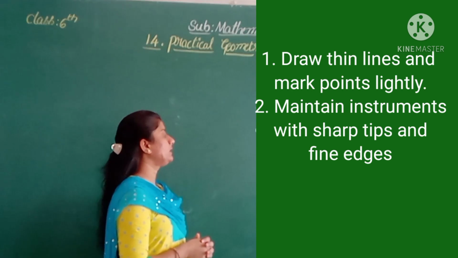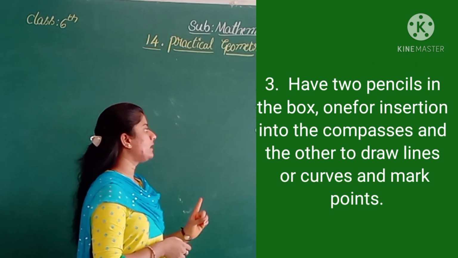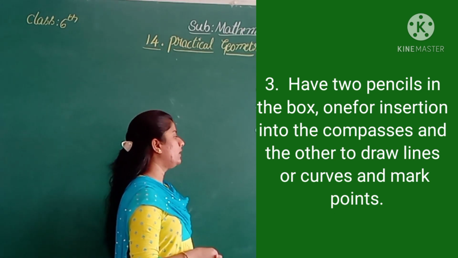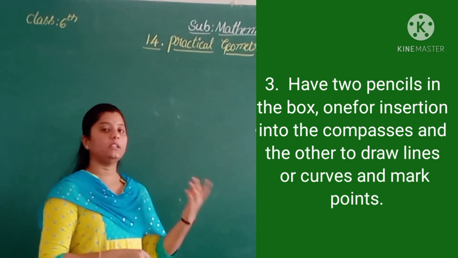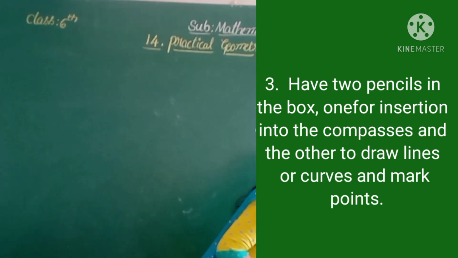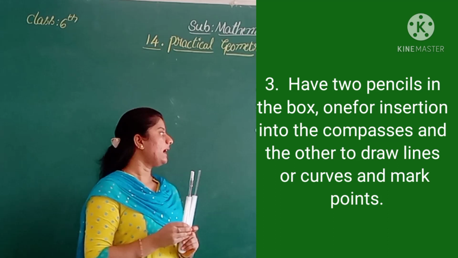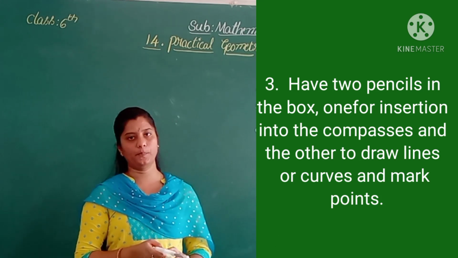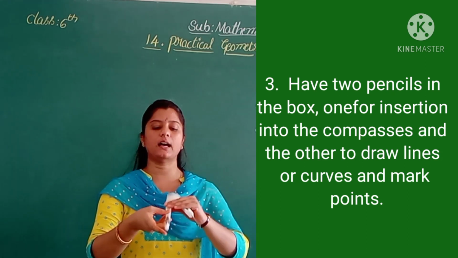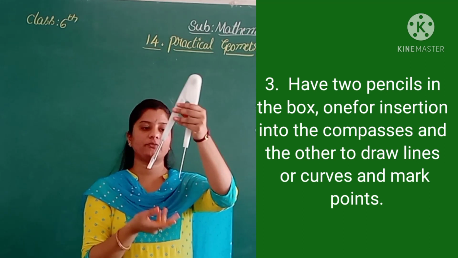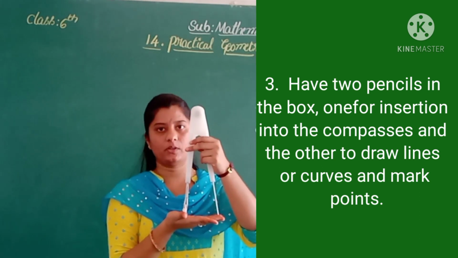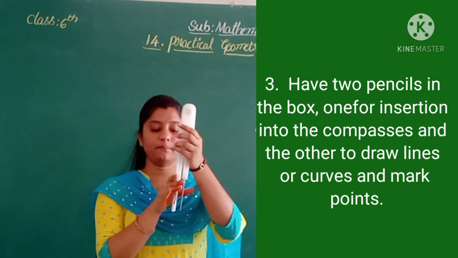And the third one is have two pencils in the box, one for the insertion in the compasses, and the other to draw lines or curves and to mark the points. So in a geometry box you may get two pencils, one pencil for the insertion of the compasses, and the other pencil to mark the points. If you place the pencil in the compasses, the edge of the compasses tip and the pencil tip are both at the same length.